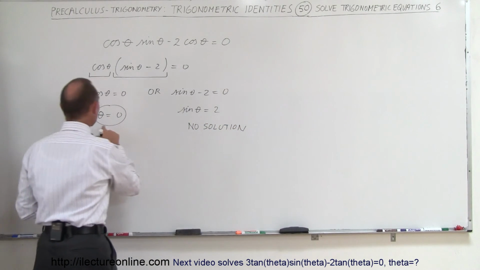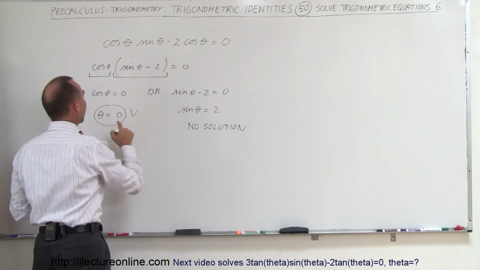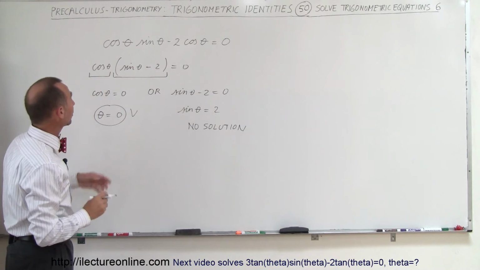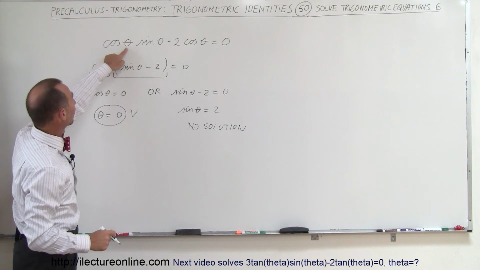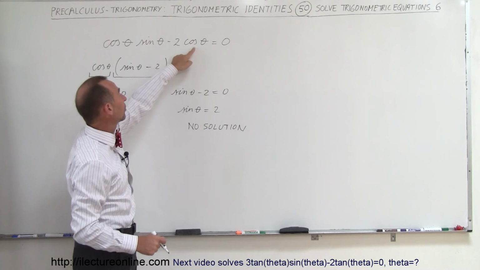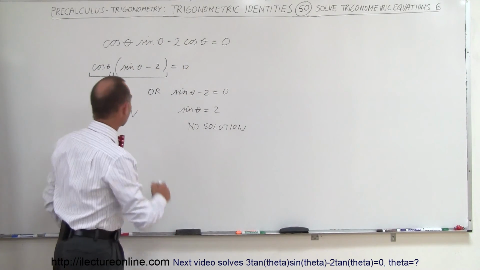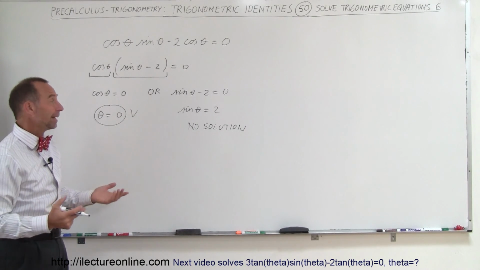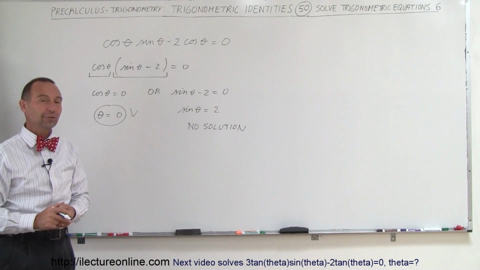So the only solution here is theta is equal to 0, and if we then go back and plug that into our equation up there, I think it should work. Notice that if theta is 0, the cosine of 0 is 0, 0 times anything is 0. This will be 0, so we get 0 minus 0 equals 0. So we verified that theta equals 0 is the solution, and there's no other solution for this particular problem.